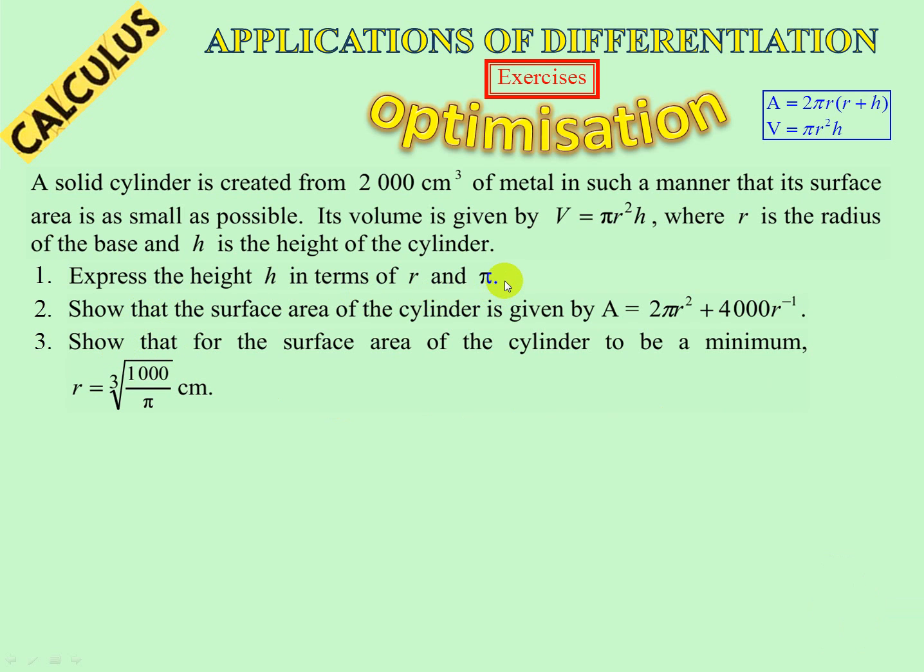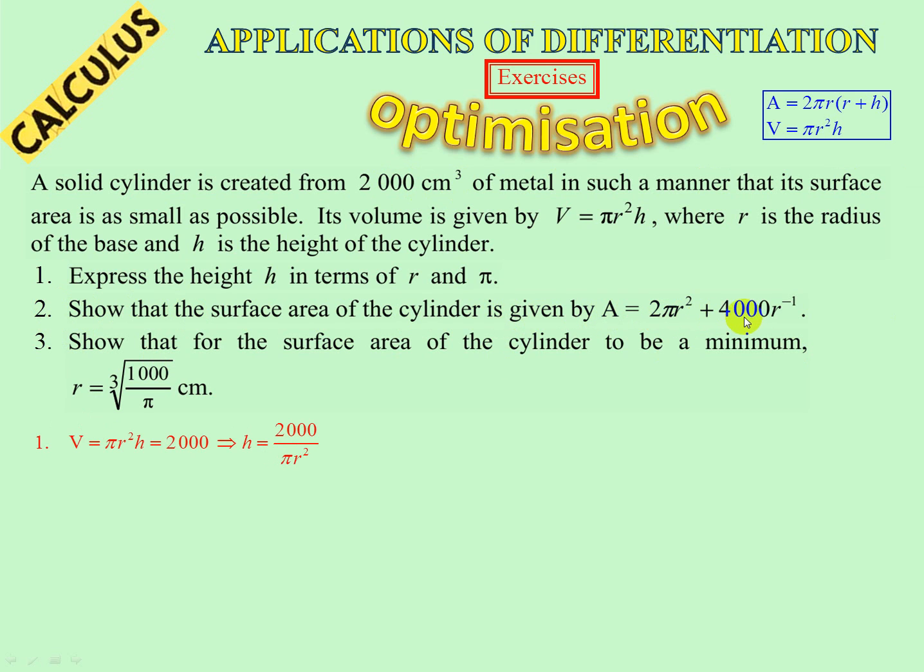Right, express height in terms of r and theta. Well, that means I need an expression involving h, r, theta without any other variables. It can only come from the volume. So there we are, volume equals pi r squared h. So therefore pi r squared h must equal the 2000, and we can solve that for h. So there we are, h is equal to 2000 over pi r squared.